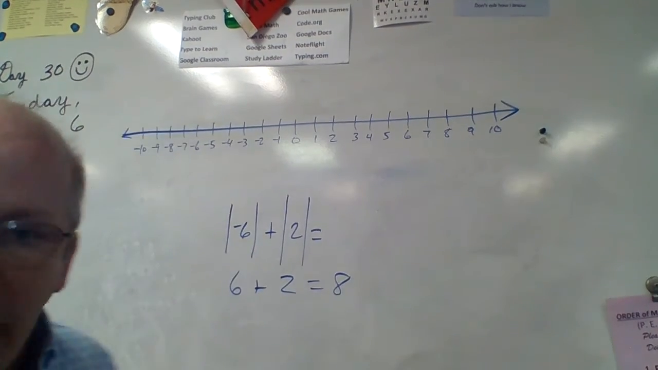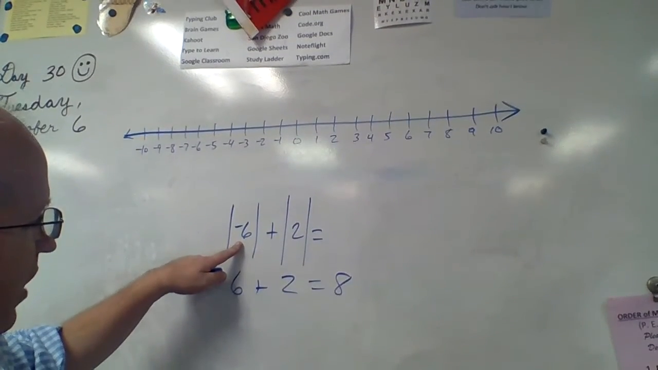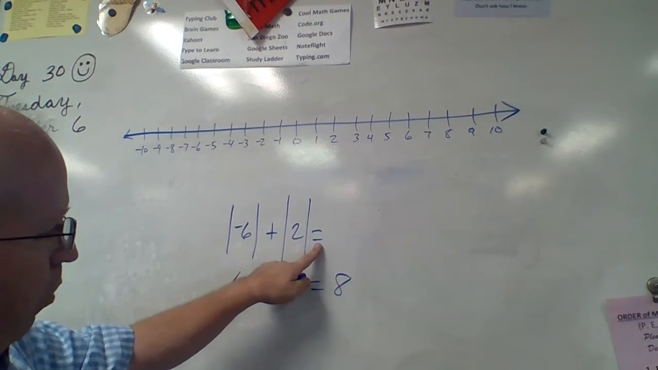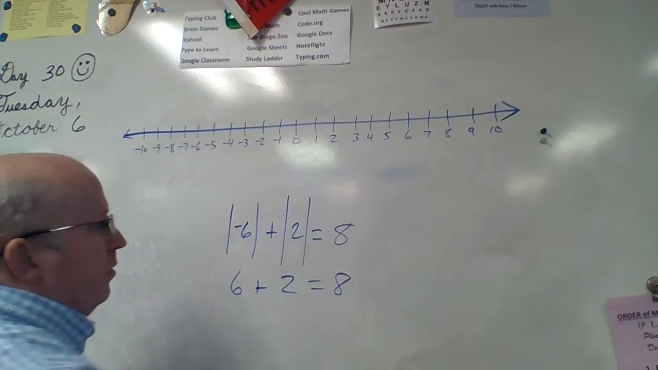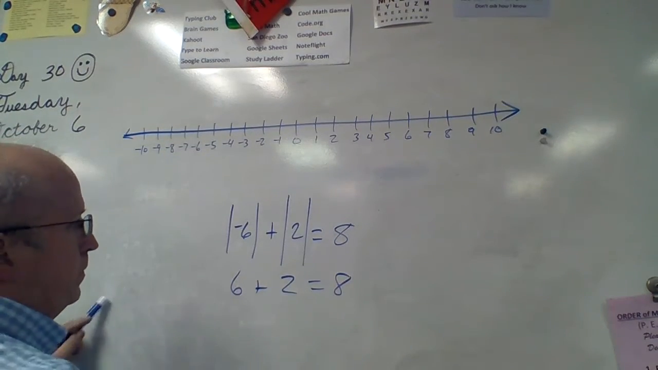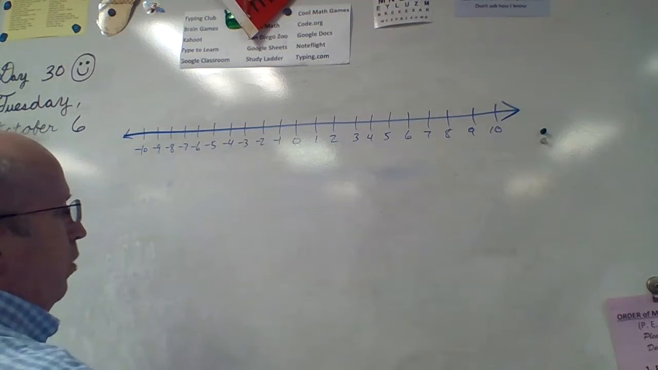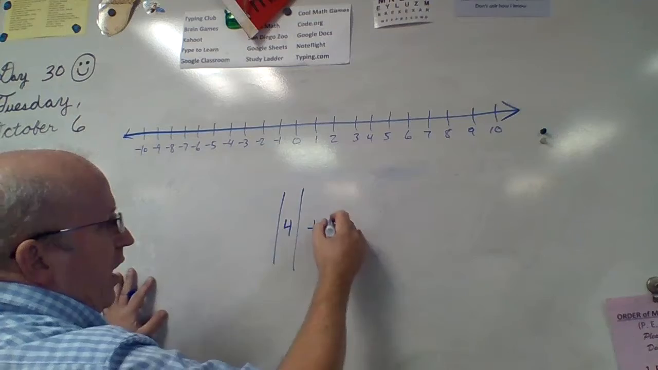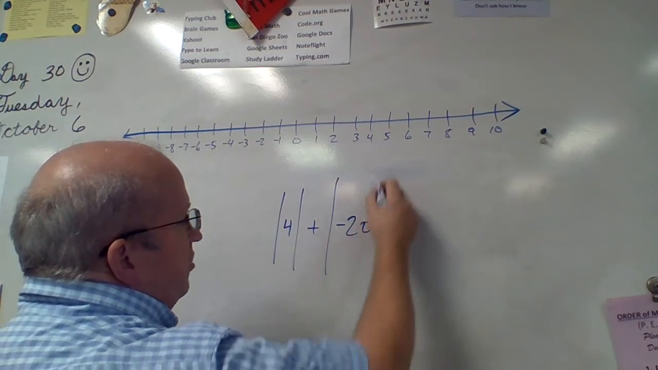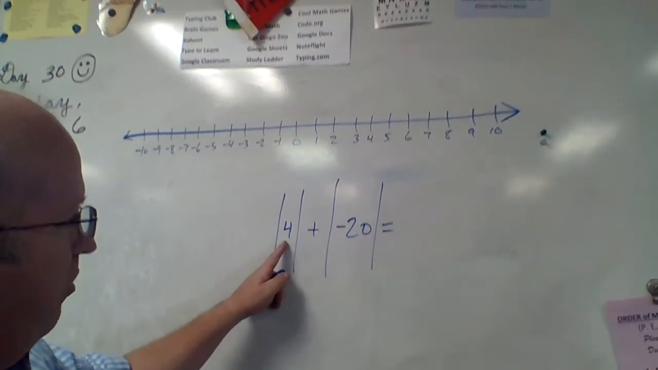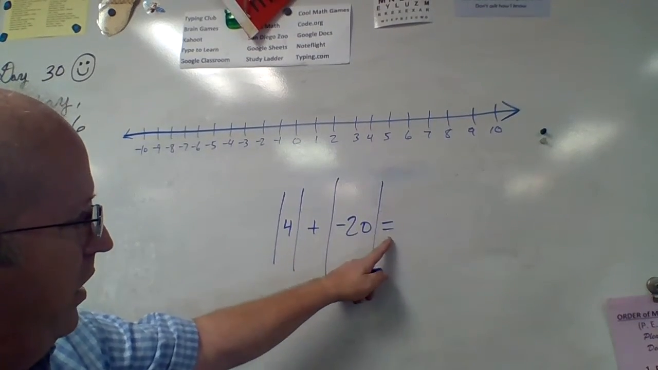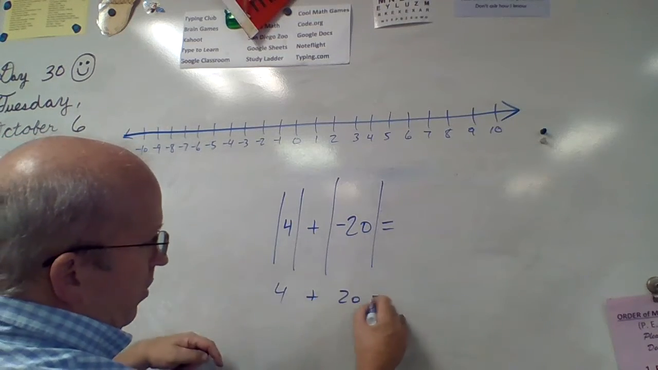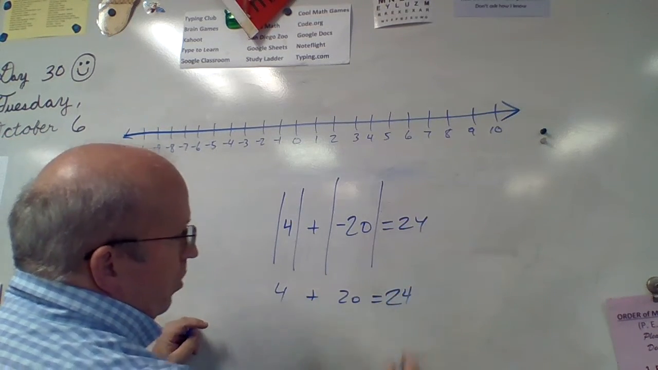How do we read it? The absolute value of negative 6 plus the absolute value of 2 equals 8. Let's try another one. What if I wrote on the board the absolute value of positive 4 plus the absolute value of negative 20? The absolute value of positive 4 plus the absolute value of negative 20 equals. Well, this is 4. This is 20. The answer is 24.